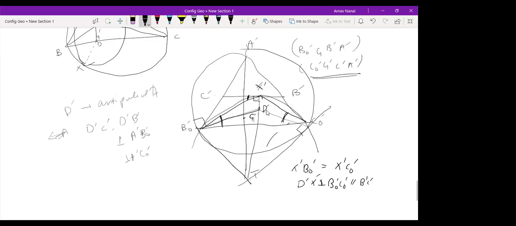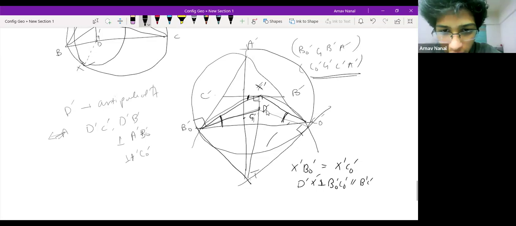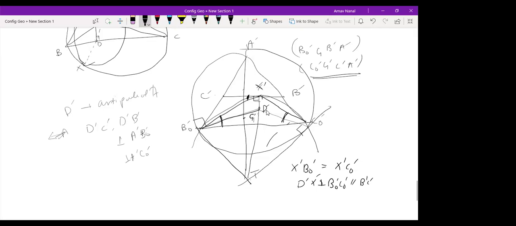Why was X dash B naught dash C naught dash equal to X dash C naught dash B naught dash? Because you look at this angle, the angle B naught X dash C dash. Okay, yeah, got it. So does this make sense to everyone?